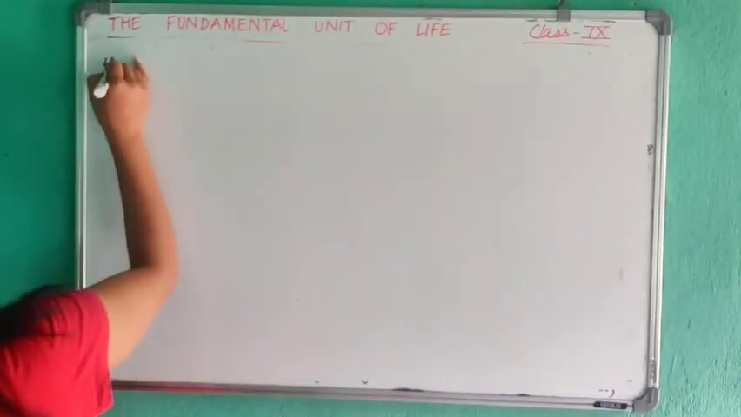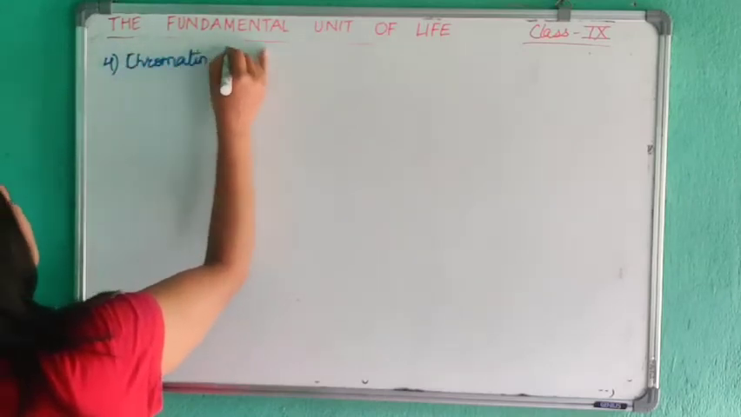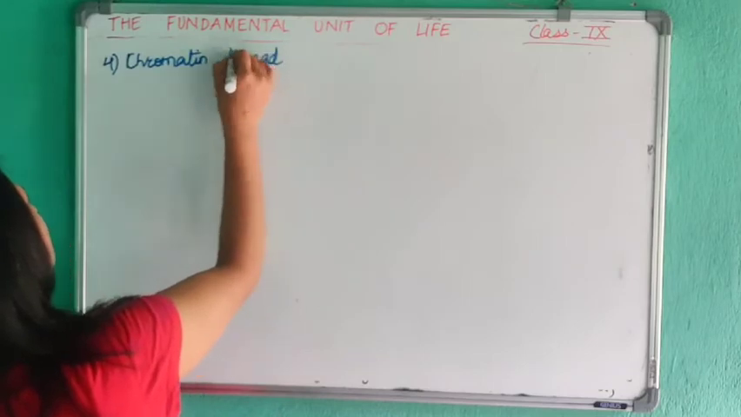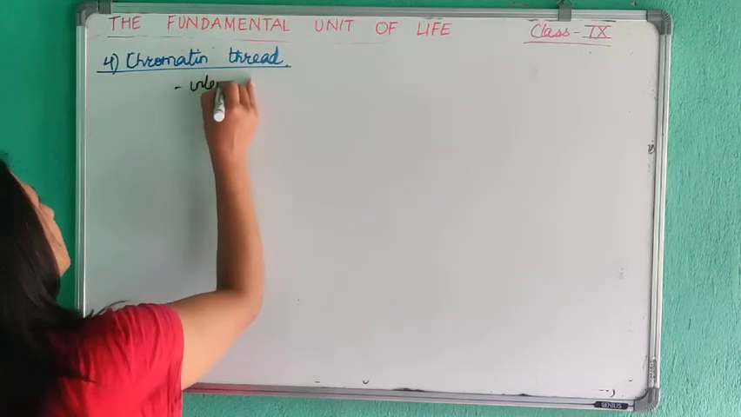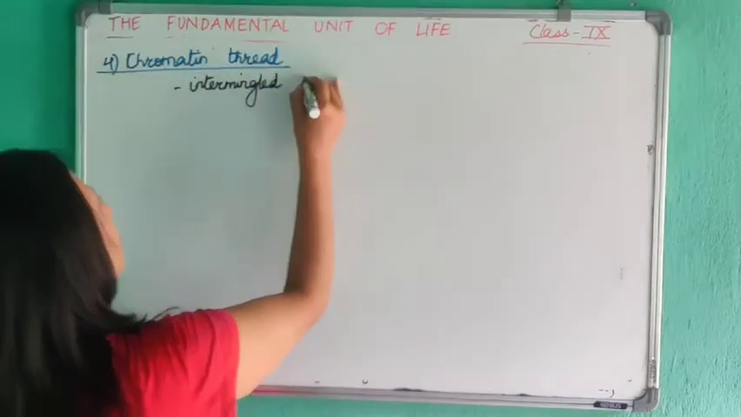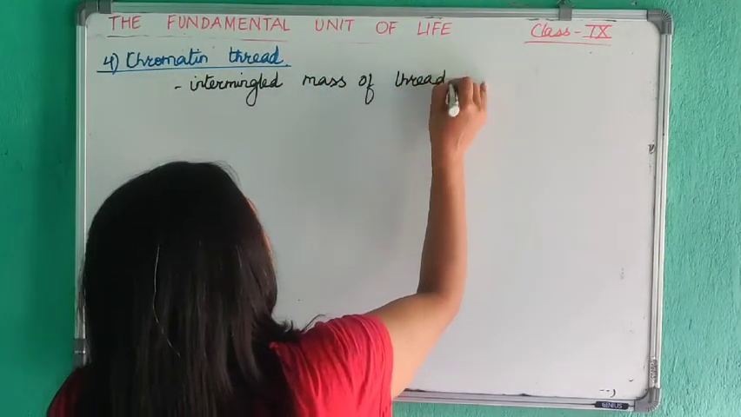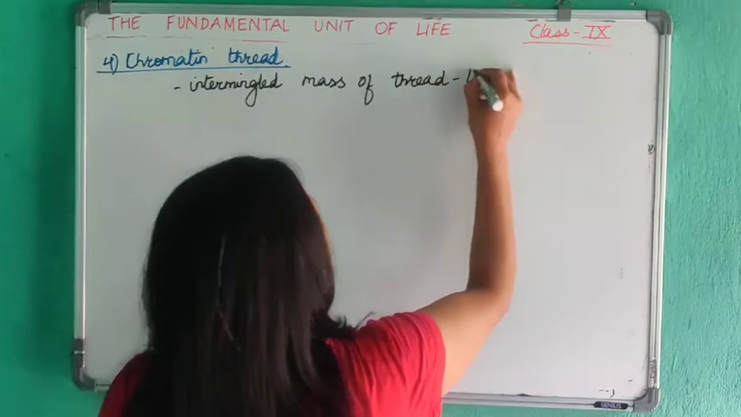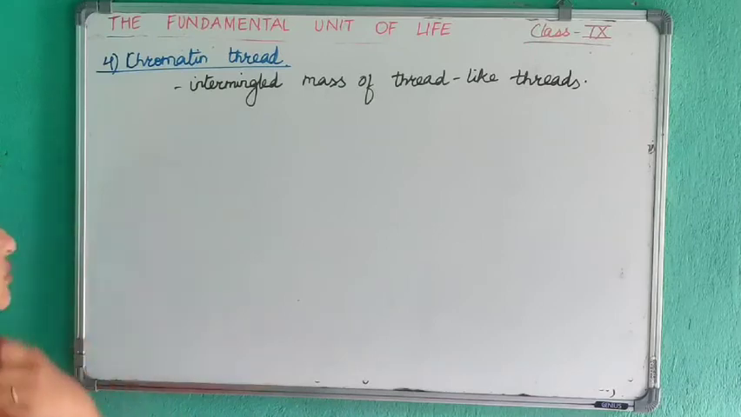Last part of the nucleus is chromatin thread. Chromatin threads. Now these are a highly intermingled mass of thread-like structures. धागो जस्तो, तर यो धागो चाहिँ पुरा intermingle भनेको गाँठो परेको डल्लो परेको जस्तो intermingled threads हुन्छ.